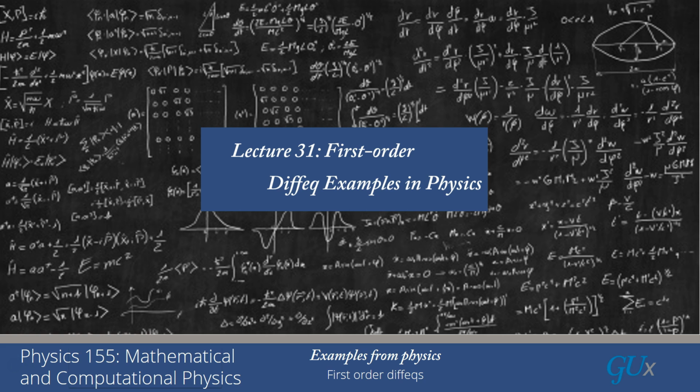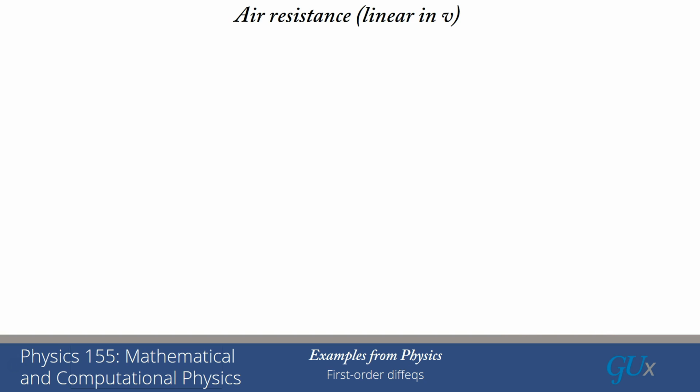Examples from Physics, First Order Differential Equations. So in today's lecture we're going to talk about three different examples. The first one is going to be air resistance. Air resistance can take a number of different forms. We're going to first analyze what happens when the air resistance is linear in the velocity. But before we even start that, we want to look at the case with no air resistance.